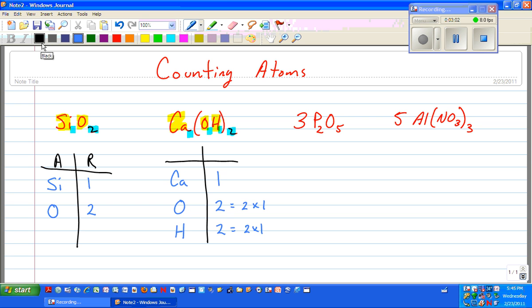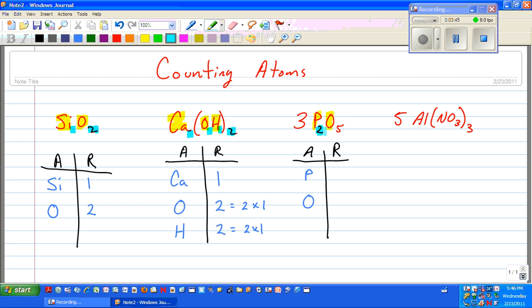Let's take a look at yet another example. Again, I'm going to count these as reactants. They could just as easily be on the product side, it doesn't matter. I'm just counting. I would go ahead and identify my atoms. So I've got phosphorus, and oxygen again, and that's it.